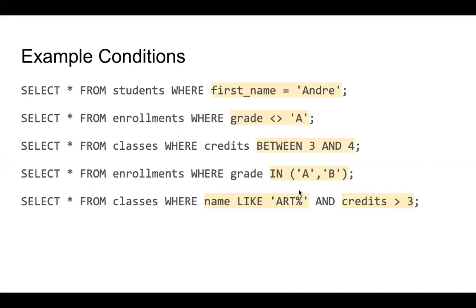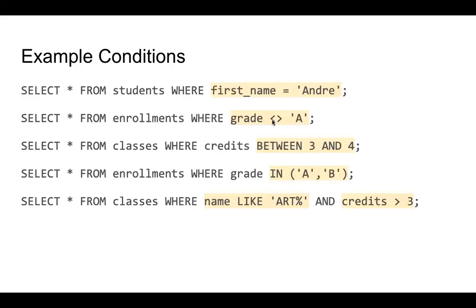And then we talked about like here, where like art percent, this percent is the wildcard operator. So it'll find anything with art and then stuff afterwards. So if you wanted something just with the word art in general, you might put a % sign on either side of the word art. And then you can also do multiple conditions using that and operator. So where the name is like art and credits are greater than 3. This one? So this is an alternative way of writing not equal. So you could do bang equal sign, exclamation point equals, or these two operators like this, both will work.